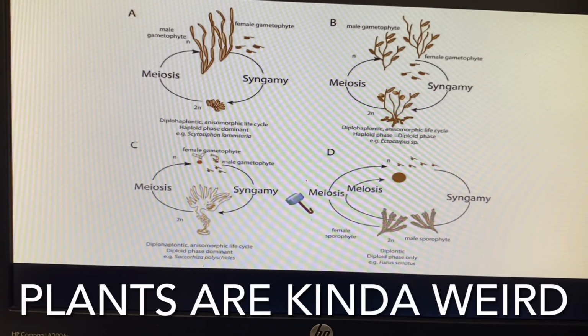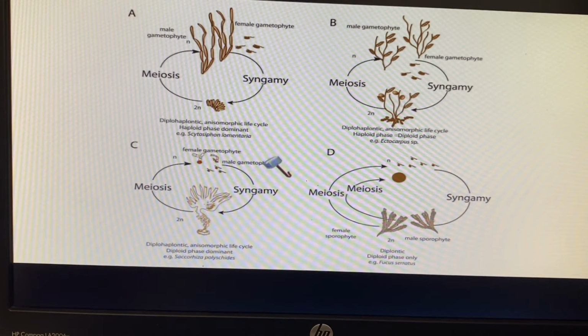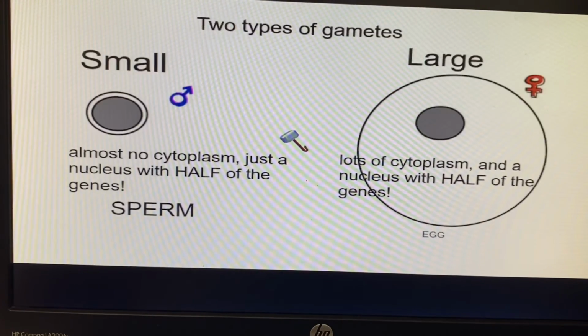Plants and algae are super weird because, and it's going to sound weird, sometimes they release gametes into the environment, and the gametes grow up and become what we call gametophytes. They grow up, and then they release little cells, usually called spores, that then combine to make a full version of the plant. It's really hard to comprehend, but it happens in a lot of plants.